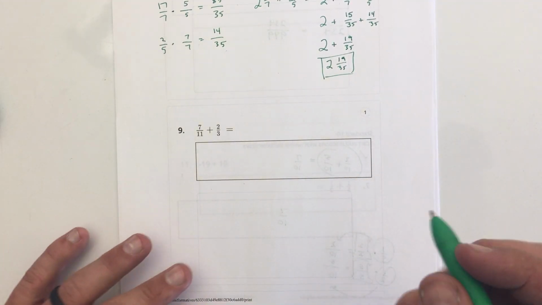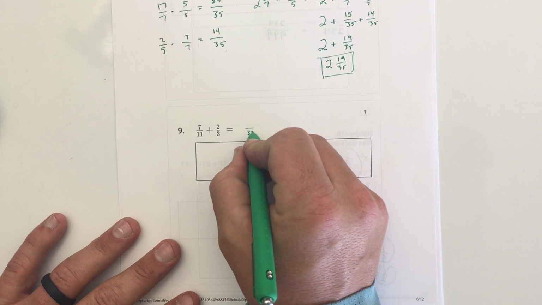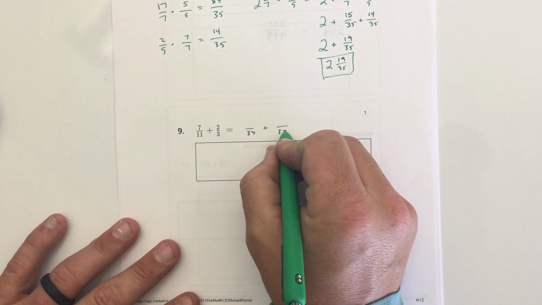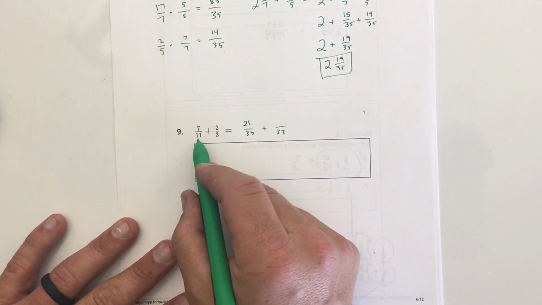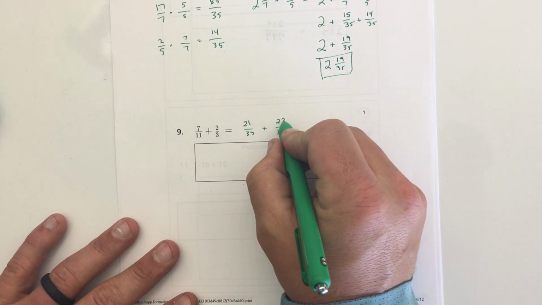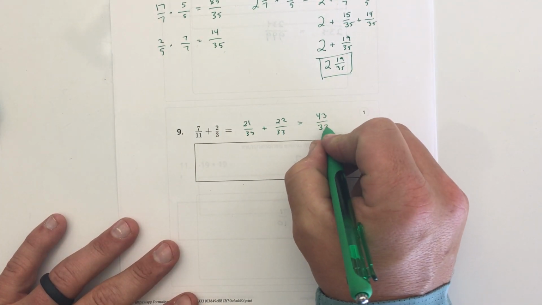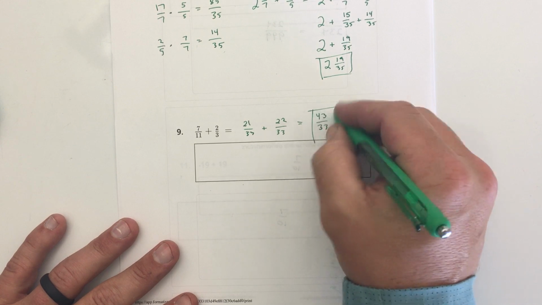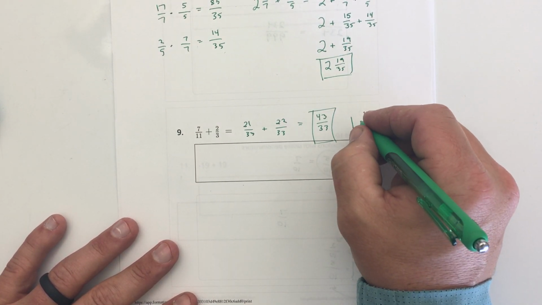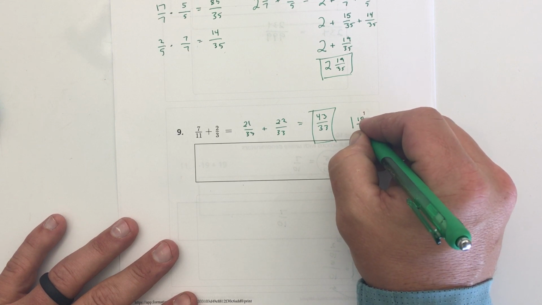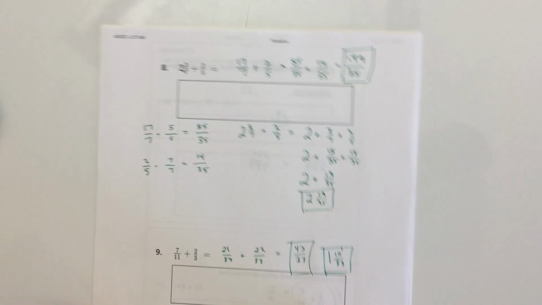7/11 plus 2/3. My common denominator is going to be 33. 7/11 is the same as 21 33rds. 2/3 is the same as 22 33rds. I add those together, I get 43 33rds. You can leave that as your answer, or we can write this as 1 and 10 33rds. Both of those are fine.